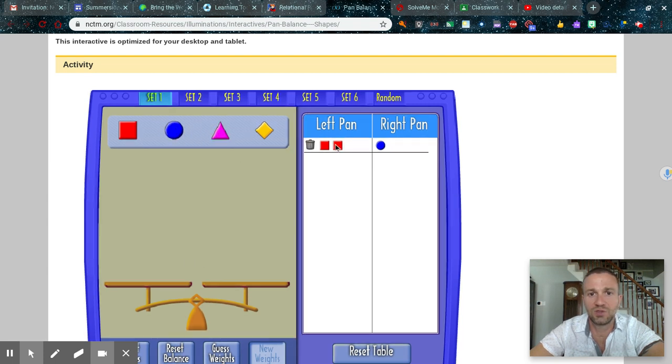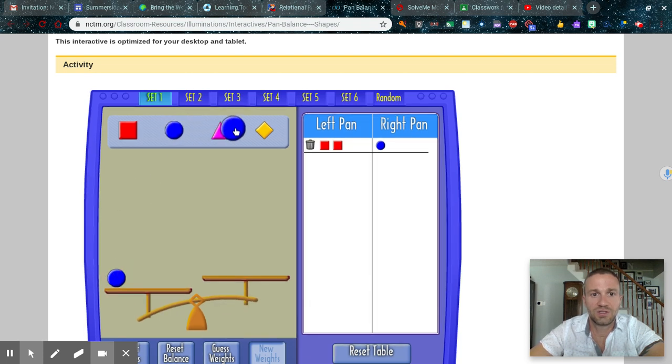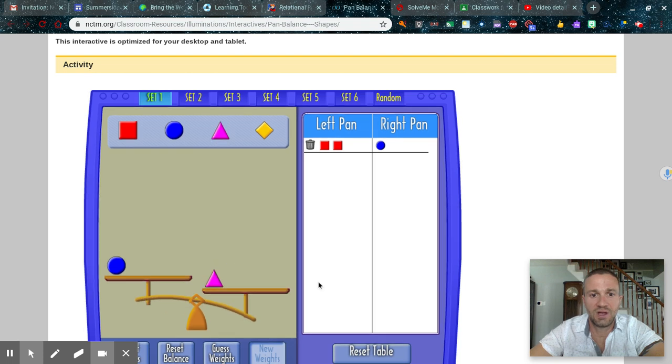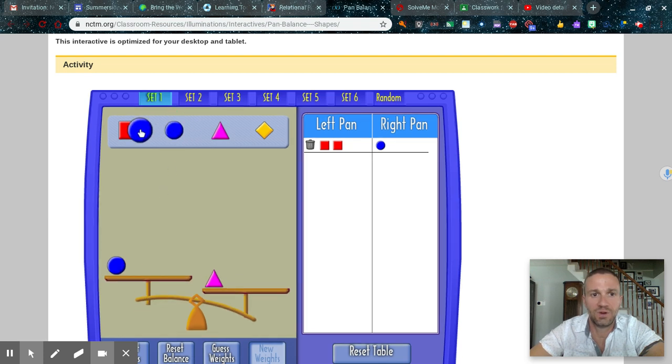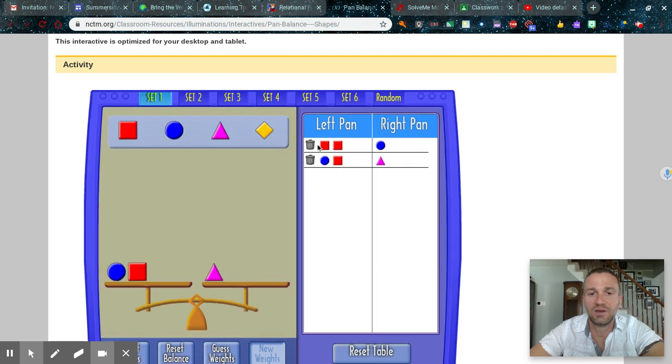So I know that 2 squares is equal to a circle. So now I'm going to try a circle and a triangle. Okay, so those are not equal. What about 2 circles? Now that's heavier than a triangle. Okay, so what if I do a circle and a square? So 2 squares equals a circle and a square equals a triangle. Okay, so that's helpful to know.